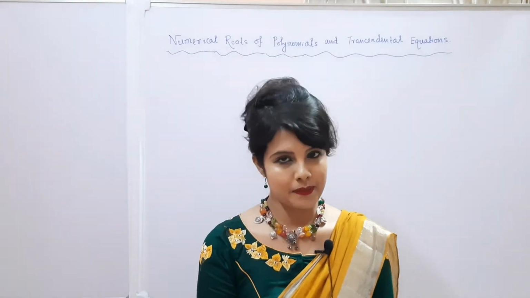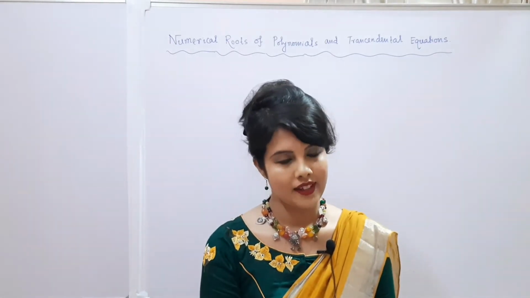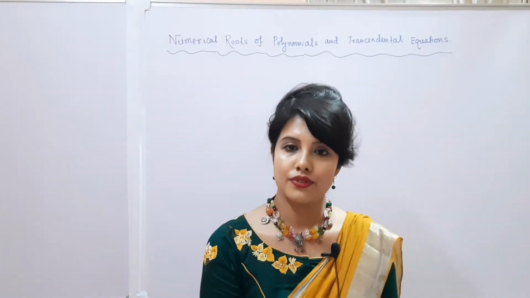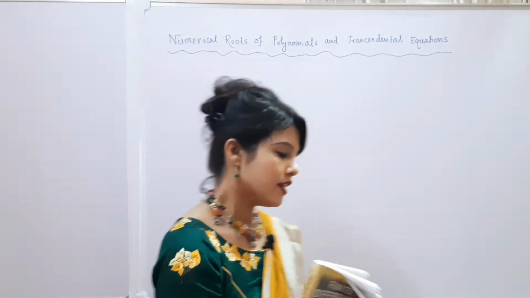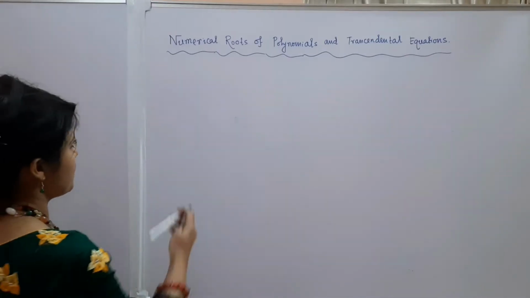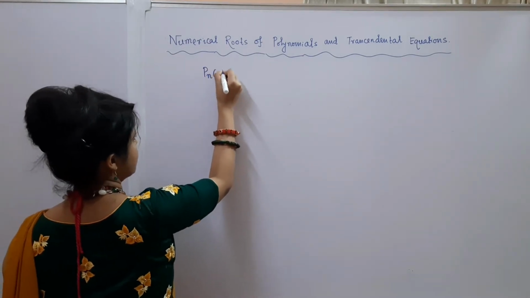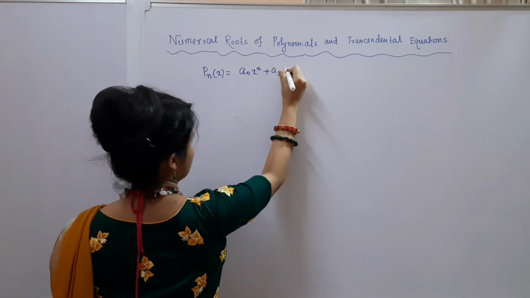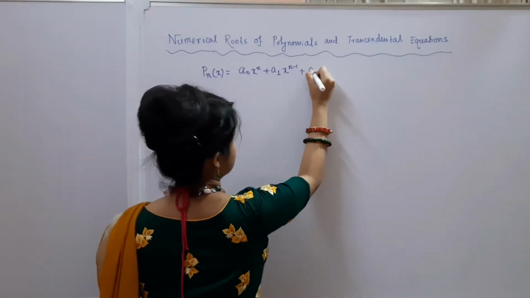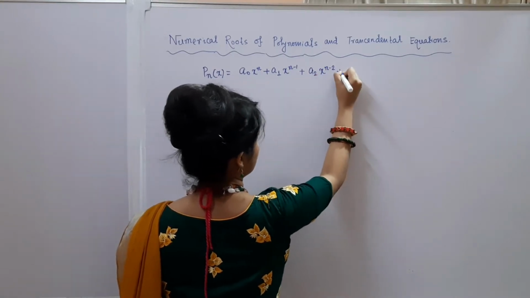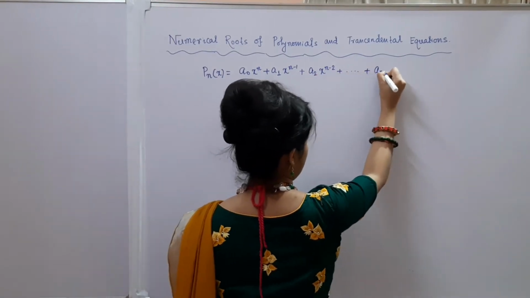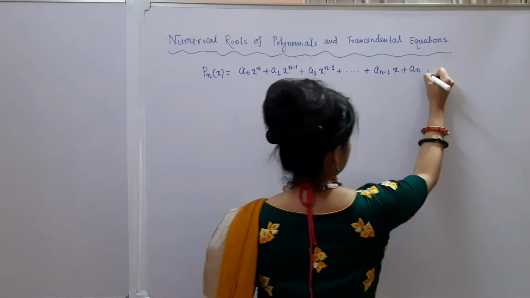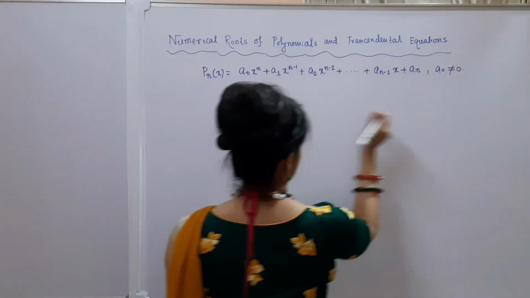Today I am going to explain the numerical solution of polynomials and transcendental equations, and this polynomial is of one variable, okay, single variable. So I am considering the polynomial Pn(x) = a0 x^n + a1 x^(n-1) + a2 x^(n-2) + up to a(n-1) x + an, okay, and obviously a0 is not equal to 0.